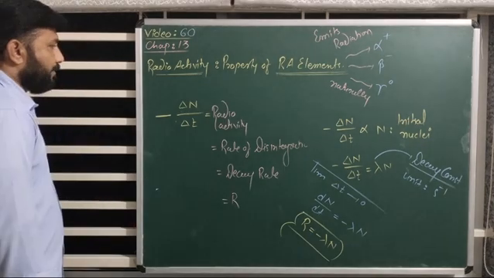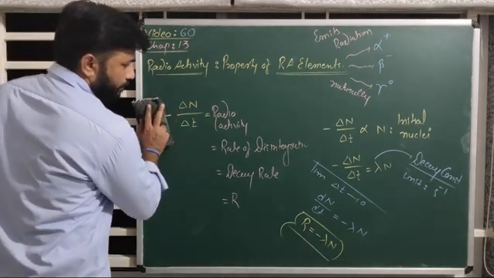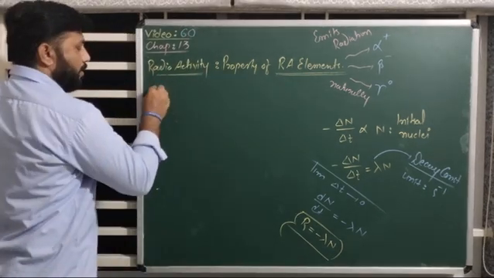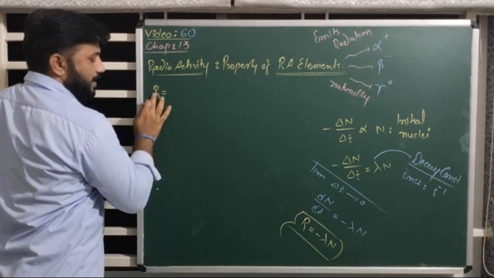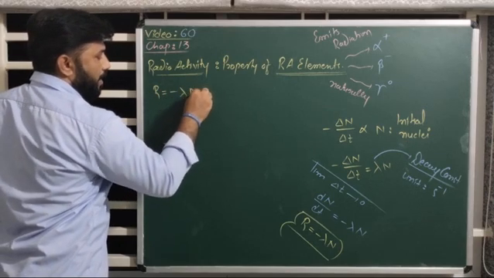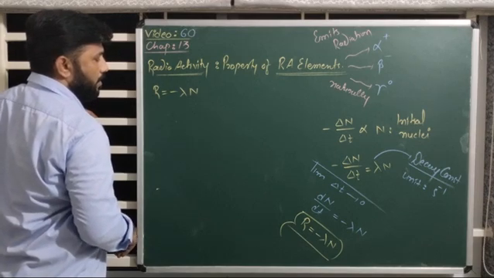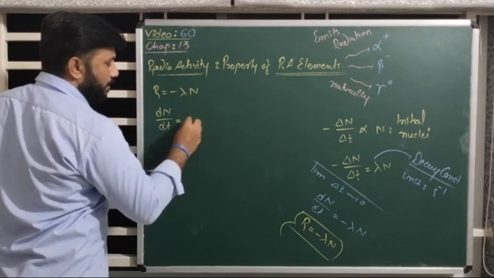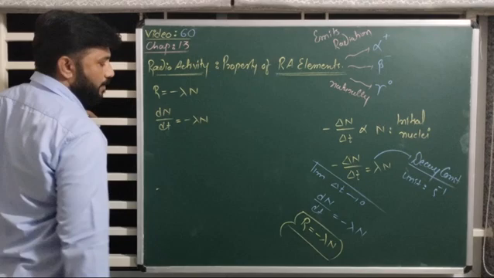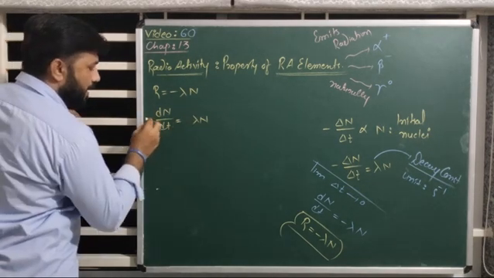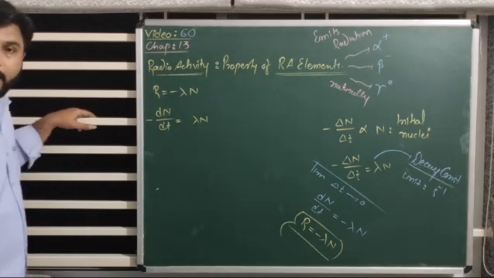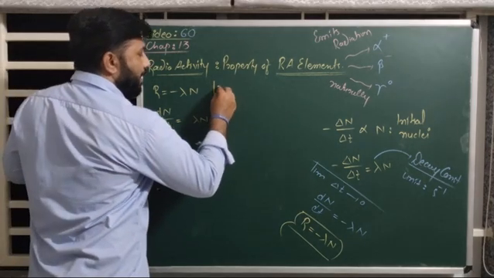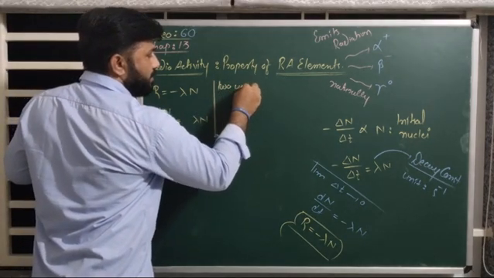Clear? And this radioactivity has symbol R. What is R? R is equal to minus lambda N, or you can say that dN by dt is nothing but minus lambda N. In our textbook the minus sign is there, so no need to worry. So this is radioactivity and it has two units.